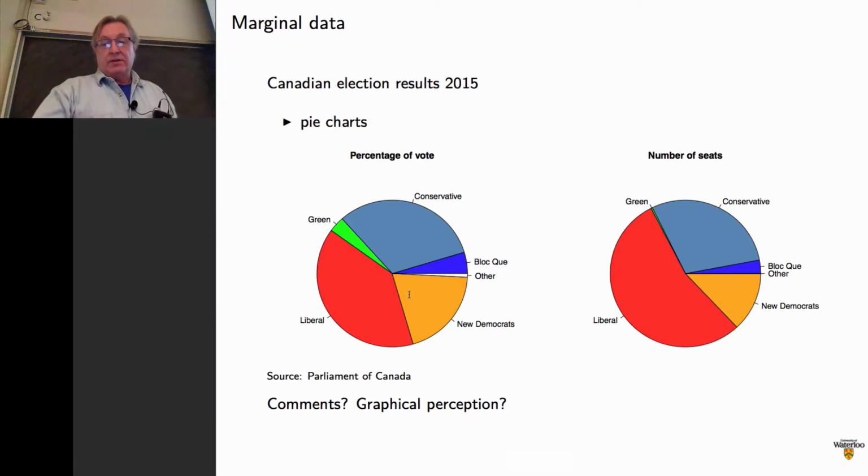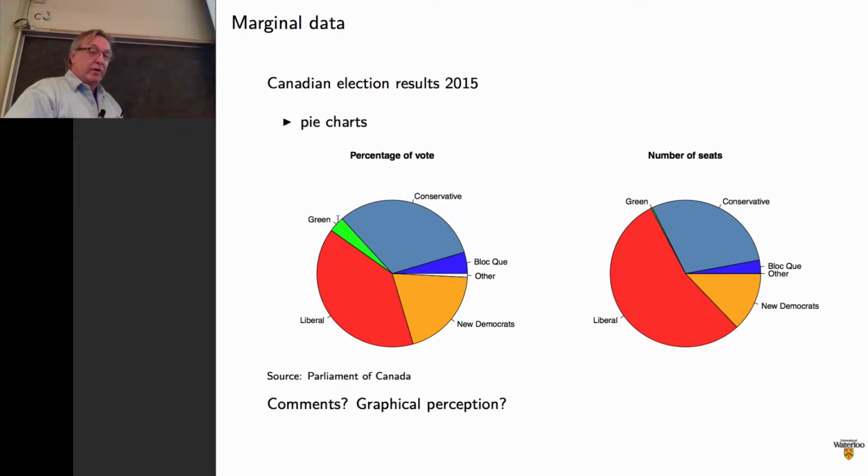And you contrast that to the right-hand side, where it's again pretty obvious that they have greater than 50% of the seats in Parliament and hence form a majority government. Okay? It's an artifact of our first past the post voting system.